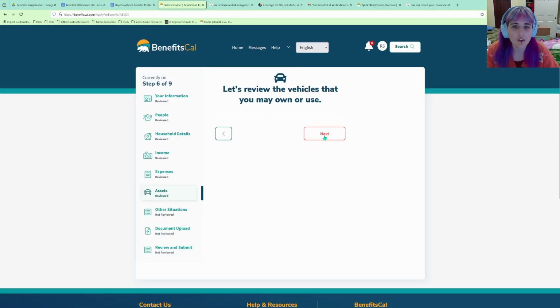Let's review the vehicles that you may own or use. You can own one house and one vehicle. I think I read that there's a value limitation of the vehicle up to about $38,000 or so, but you can own a house and a vehicle up to a certain worth and not have it count against you in terms of your assets for CalFresh and Medi-Cal. Not sure about cash aid, might depend on the county as well.